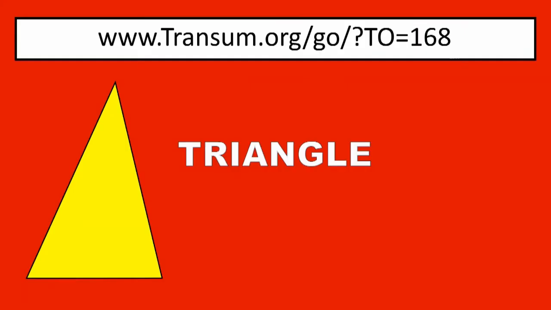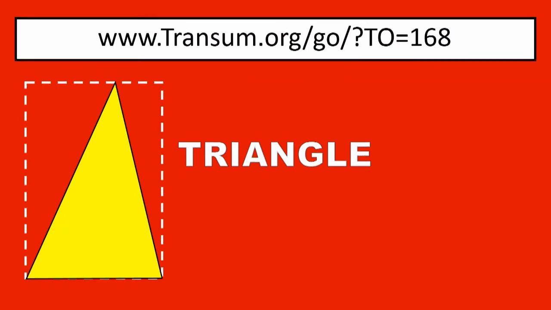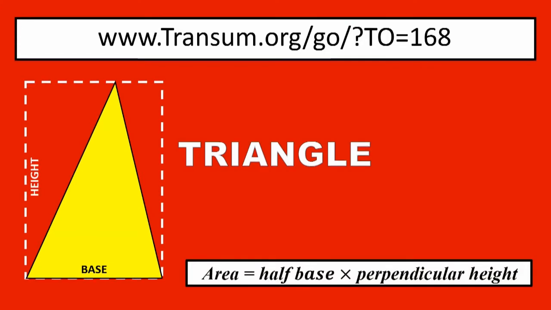Now we get to triangles. How do we find the area of a triangle? Well, you can imagine a triangle fitting nicely inside a rectangle, and you know how to find the area of a rectangle. It's the base multiplied by the height. But because that triangle only takes up half of the area of the rectangle, our formula has got a half in it. It's a half the base times the height.